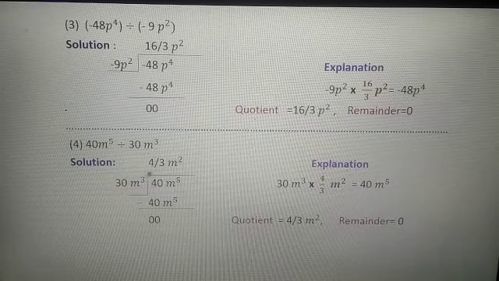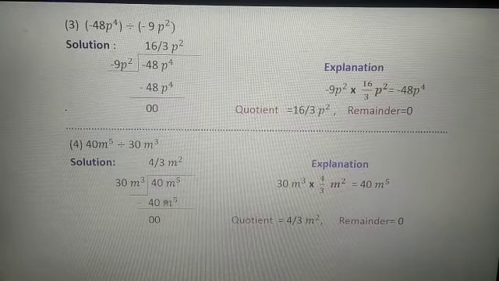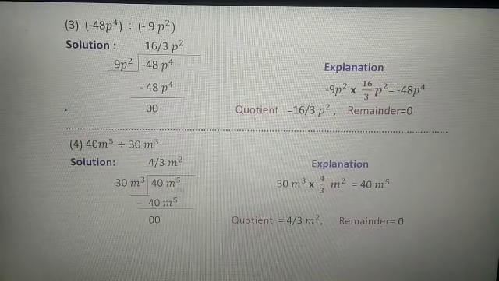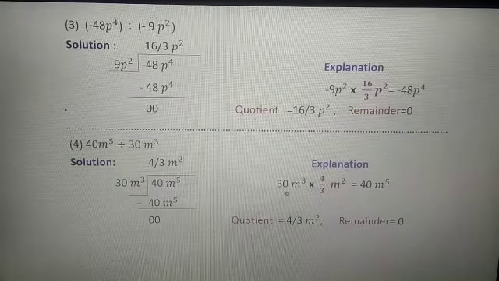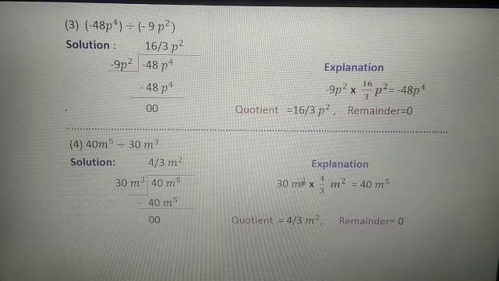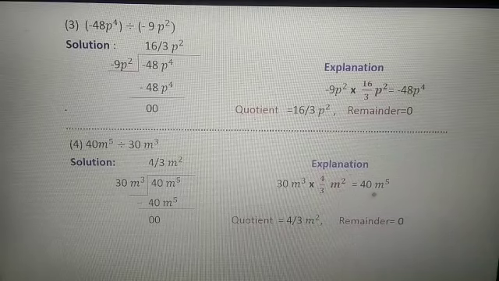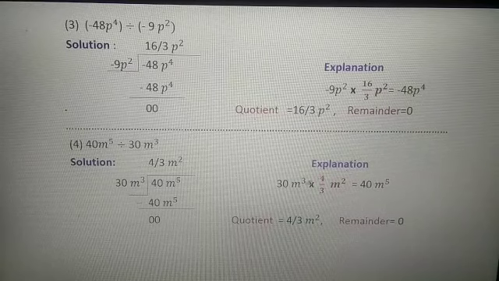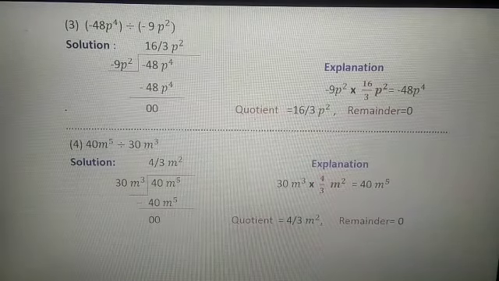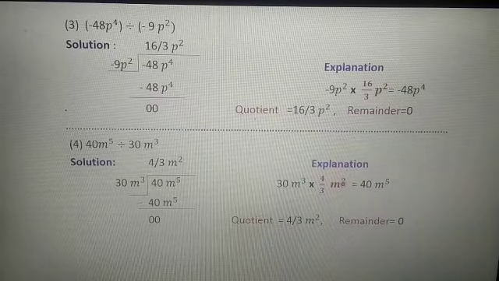So 31s are 30 we cannot take here. We want the exact number over here. So when we get 40, here also we will write in the explanation, 30m cube is multiplied by what to get 40m raised to 5? Here m square will come because here m cube is there, because powers get added, 3 plus 2 is 5. So m square will definitely come.